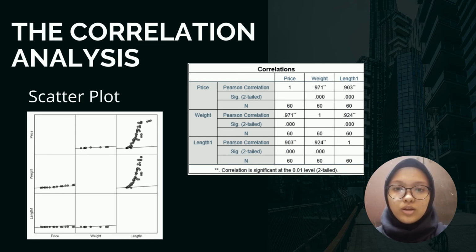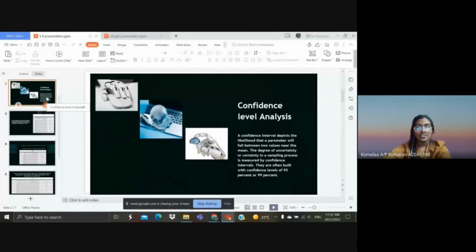The last one is the correlation between length and weight, which is 0.924, positively correlated, the same as the correlation between price and weight and price and length. The test shows a significant relationship between these two variables. Furthermore, the strength of correlation is also strong. Next, I'm going to explain the confidence interval analysis.